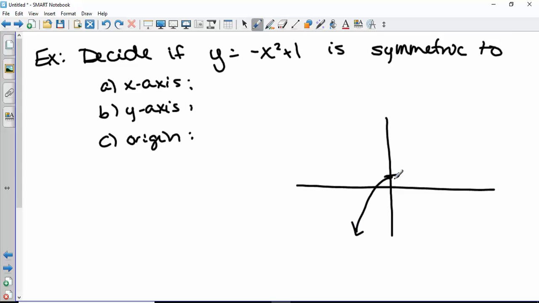So is this thing symmetric to the x-axis? If I fold it on the x-axis, does it overlap itself? No. Y-axis? Yes. Origin? Is it even or odd if it's symmetric to the y? Even. Even, good.